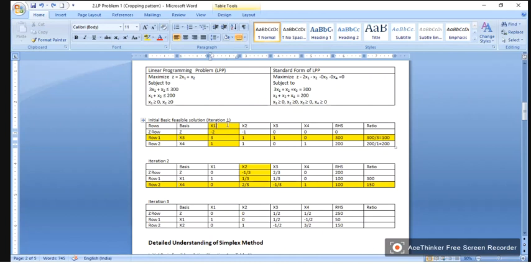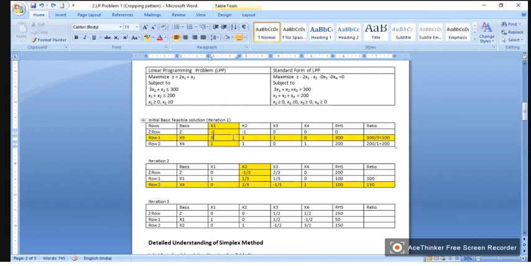If x1 enters the basis, which variable should leave the basis? Is it x3 or x4? We have to follow a procedure. After deciding x1, we shade it like this, which is called the pivotal column. After deciding the pivotal column, we have to do like this.